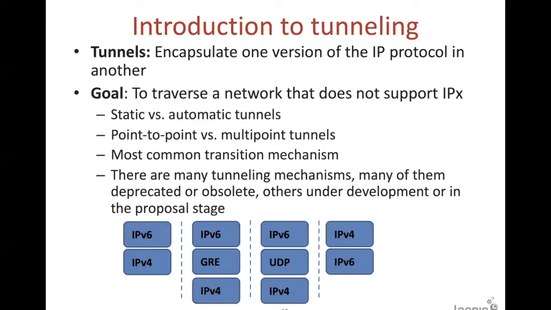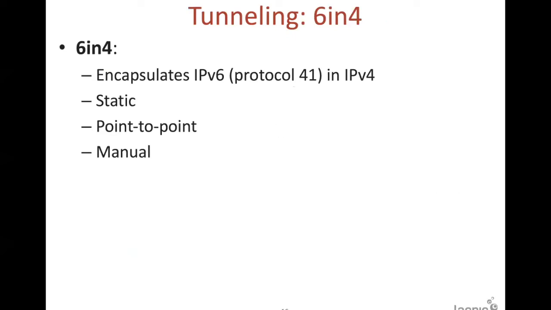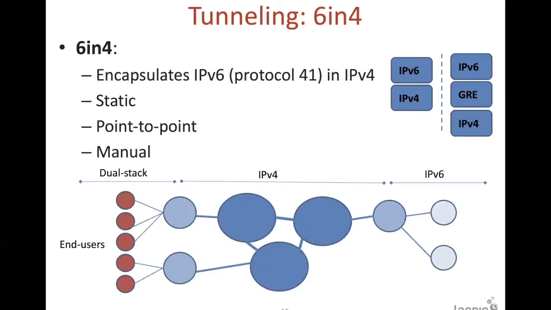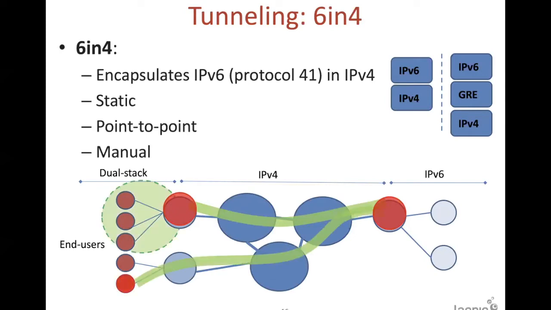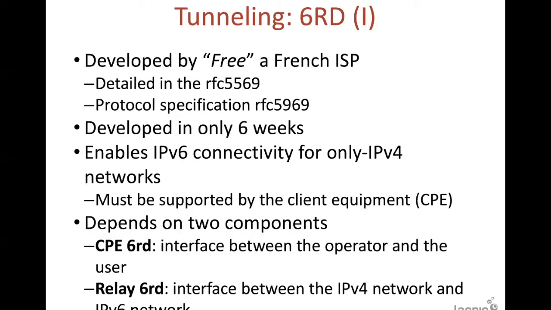I already mentioned this slide. I want to tell you about a tunnel which is called 6-in-4. This one is very, very common. Basically what I'm going to do is put IPv6 packets in IPv4 packets. The payload of an IPv4 packet is IPv6. Here, for example, you can see I have a dual stack network on my end. The middle of the topology is only IPv4, and I have IPv6 on the very right of the diagram. You can see that I can have IPv6 traffic going just over IPv4. And this is something that is going to work just fine.